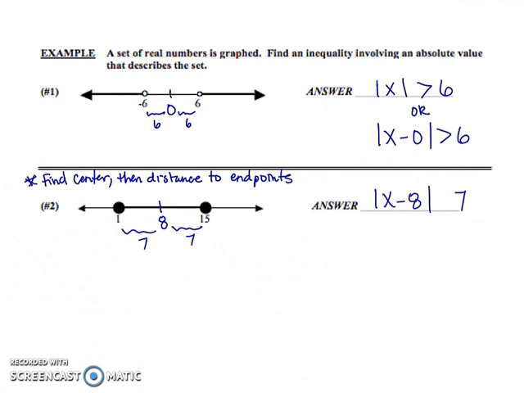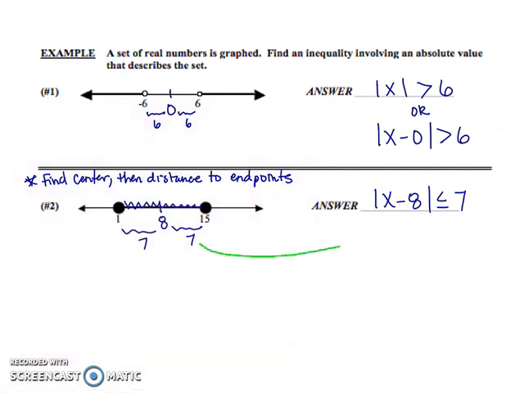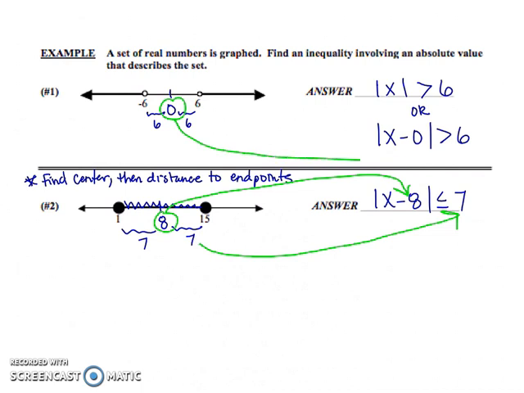So now we just have to figure out our symbol. Since our shading here was in the middle, that tells us that this is an and, which goes with the symbol less than. And since we have closed circles, we are going to have less than or equal to 7. Just pointing out here that this number ends up over here, and this number ends up right there. And the same thing over here. The 0 was there, and this distance that they are from 0 is right there.